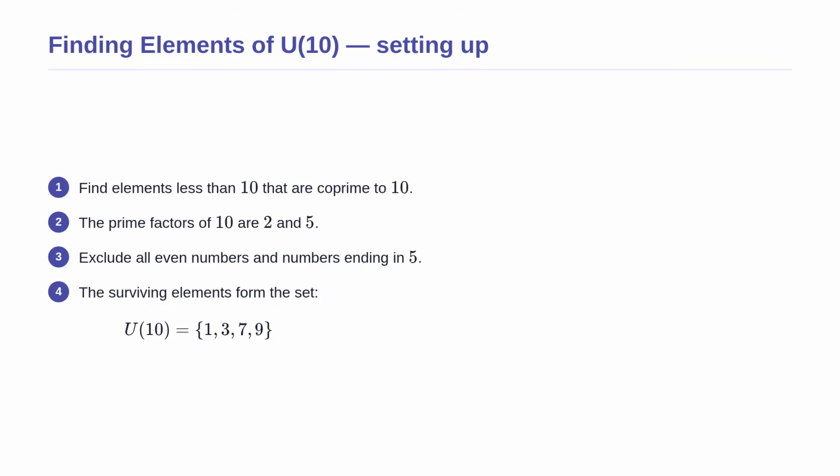We start by identifying the prime building blocks of the number 10, which are 2 and 5. This means any number that is even or any number that ends in 5 must be excluded from our set. We list the numbers from 1 to 9, and after applying our filter, we are left with exactly 4 elements: 1, 3, 7, and 9. These are the numbers that are relatively prime to 10. Now we need to pair them up based on their multiplication results to find their inverses.